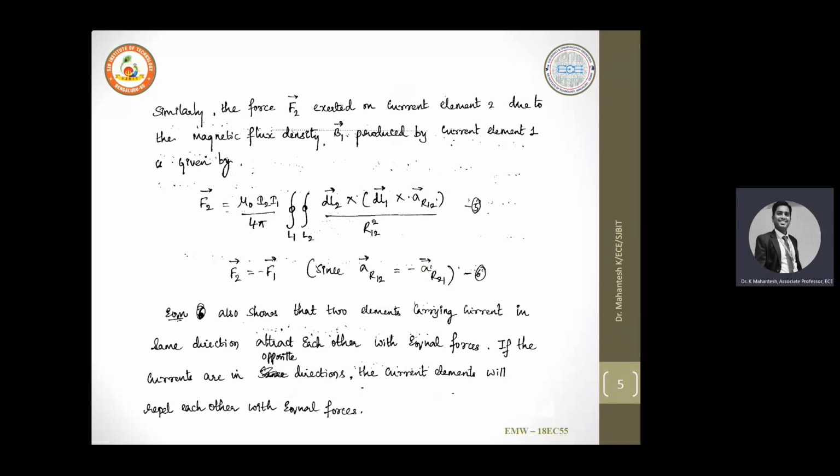Equation 6 also shows that two elements carrying current in the same direction attract each other with equal forces. If the currents are in opposite directions, the current elements will repel each other with equal forces.